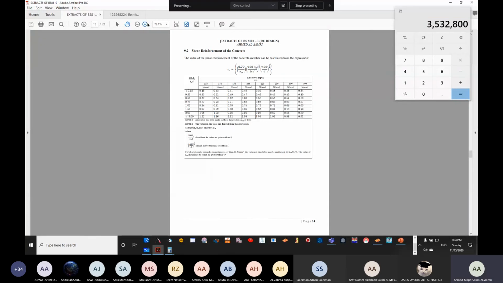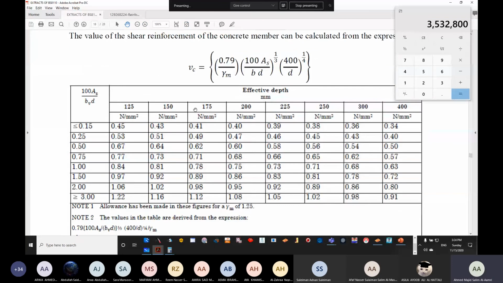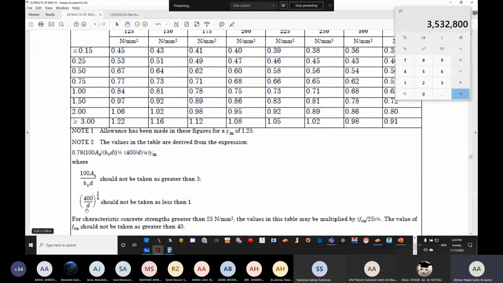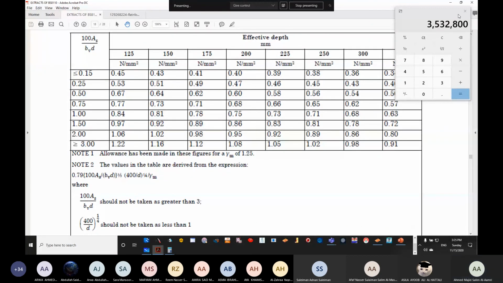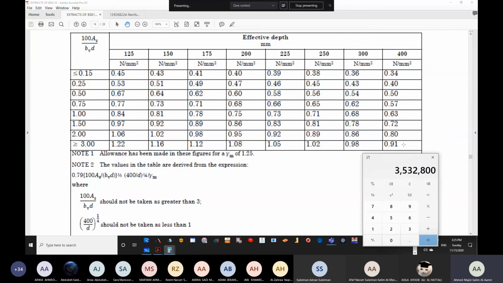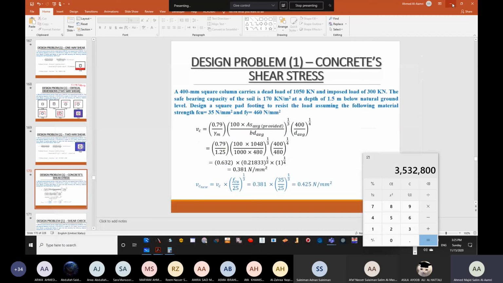This is the code. So the code says for you 400 over D should not be taken as lesser than 1. So if your D value is more than 400, use it as 400. Why? They have observed that after 400, the depth is not going to vary a lot. The effect of the depth is not going to vary a lot in terms of shear.